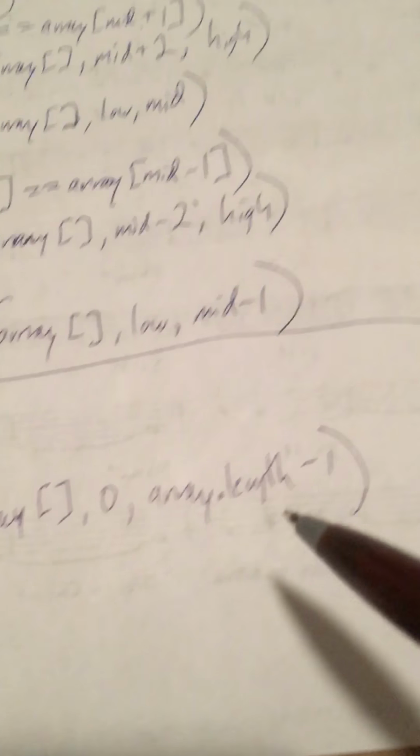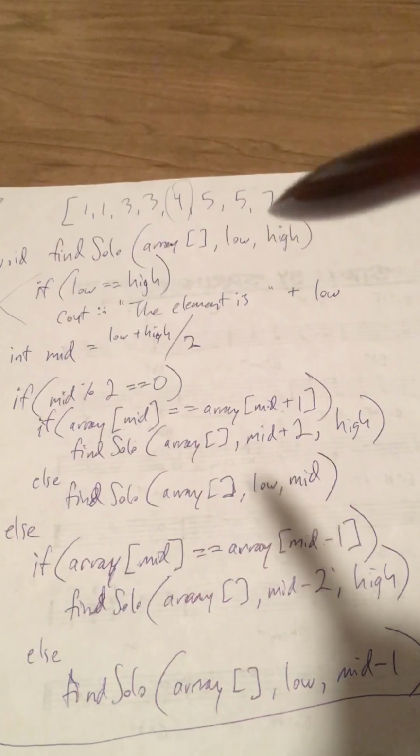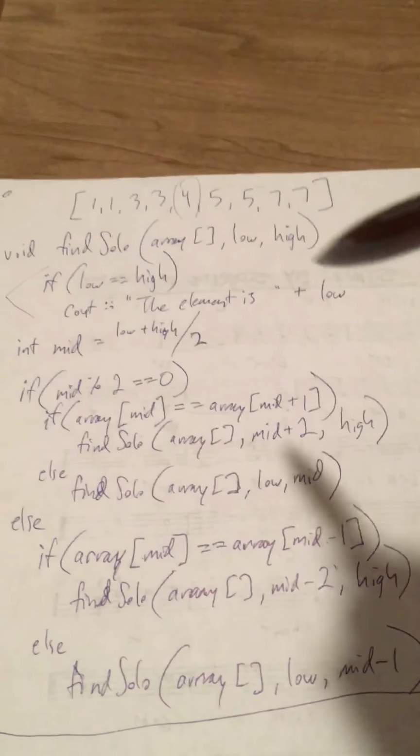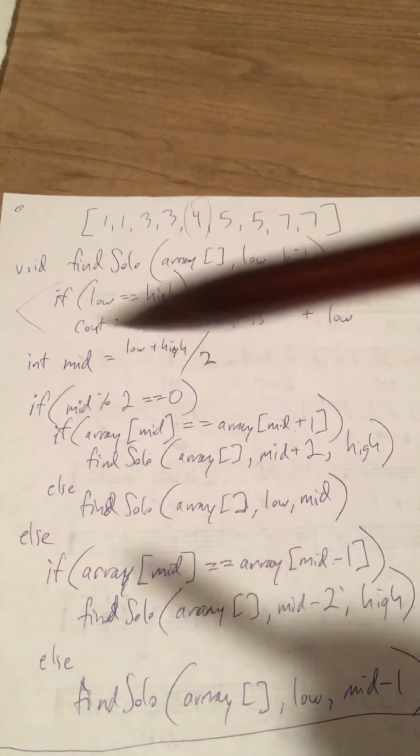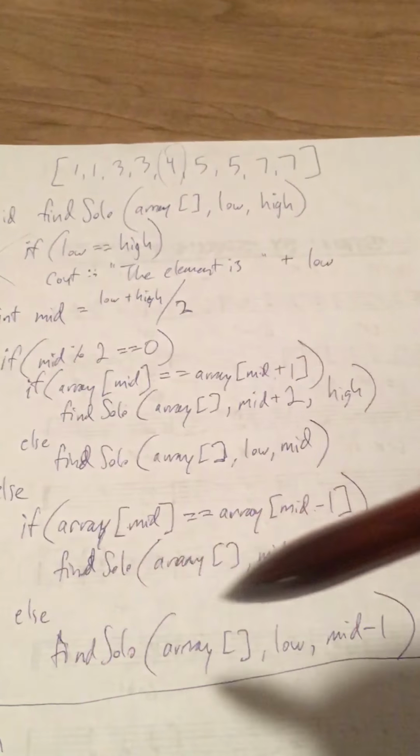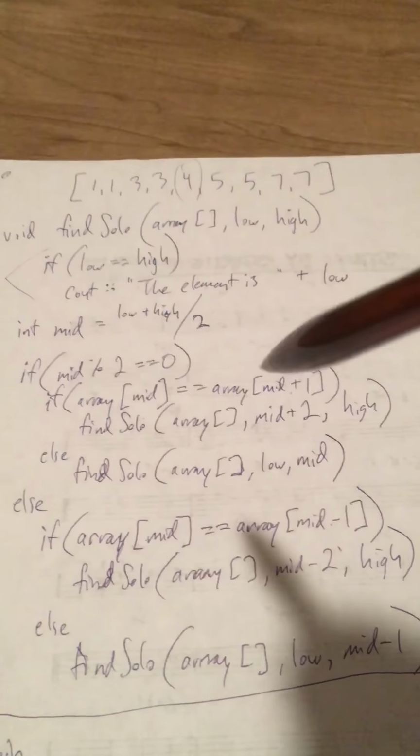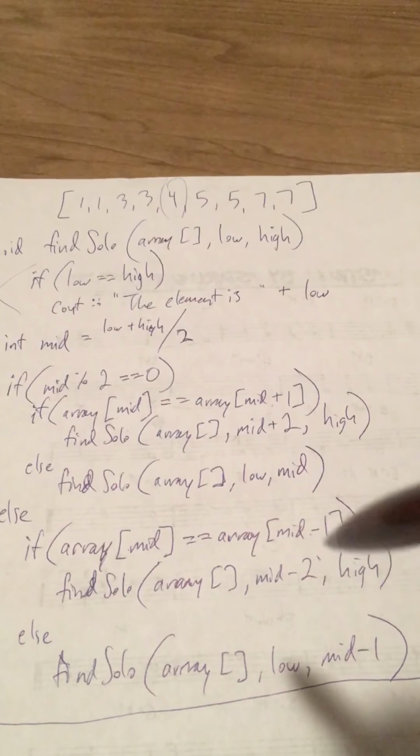So that's the function. This is main down here. This is what we send it. We send these parameters in. It checks first to see if low and high are the same. If that's the case, then we found our element that's non-repeating. Otherwise, we figure out what the midpoint is, and then we figure out which of these 4 pathways to go based on the circumstances, based on the element that we're on, and so forth.